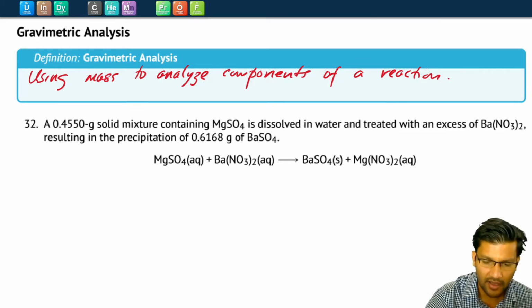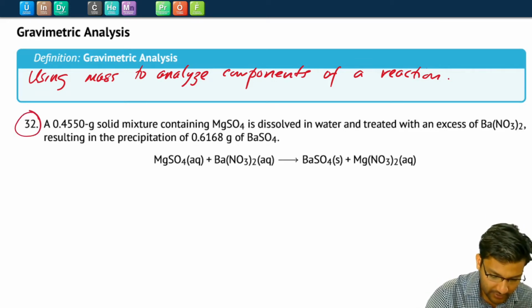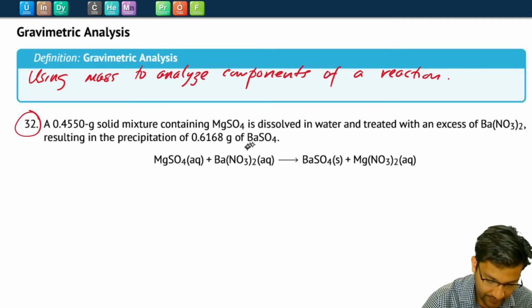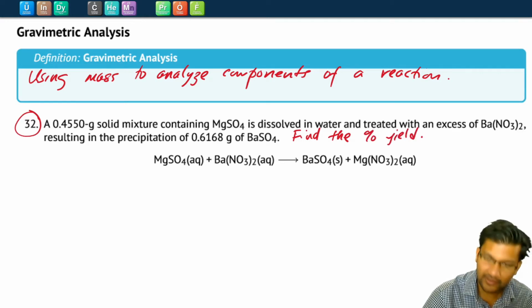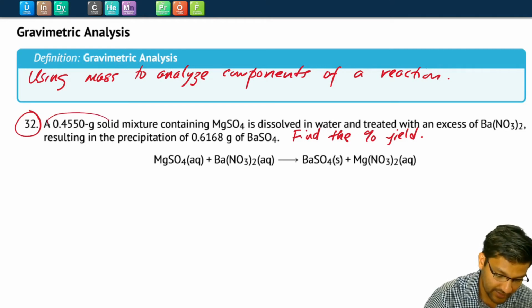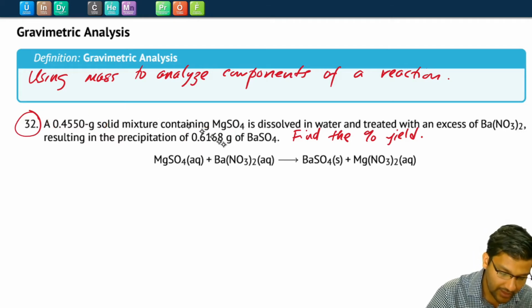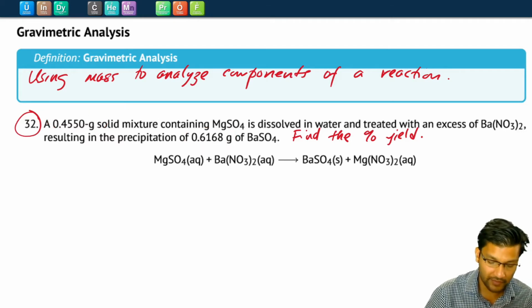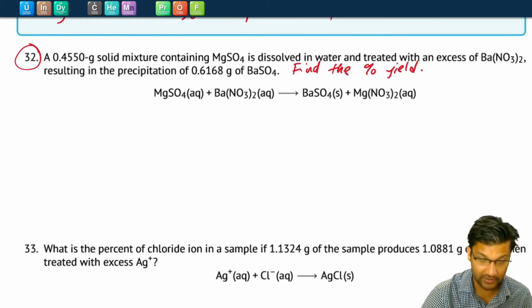We've done a lot of calculations using masses to analyze components of reactions, the different substances in a reaction. And so number 32, let's just add this here, find the percent yield. Number 2 is a calculation that you've done a number of times already. It's just finding the percent yield given the mass of a starting mixture and the mass of a product. I'll leave you to do this one by yourself. I'll put the answer here, so you can pause the video now.